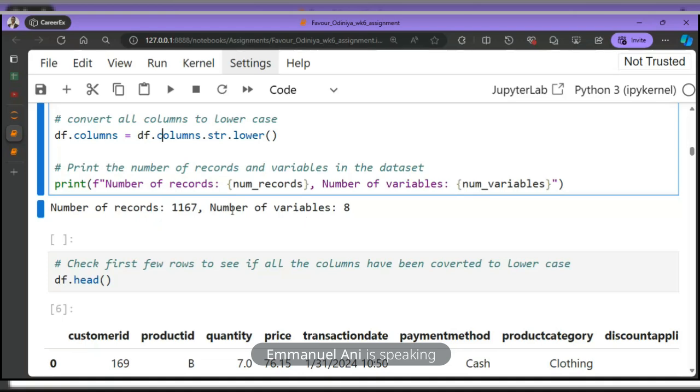Record, rows, observation, those three are the same thing. You can use them in the same context. All right. You can use them in similar contexts. So you can say records is fine. You can say rows is okay. You can say observations is also okay. So the number of records is 1,167. All right.